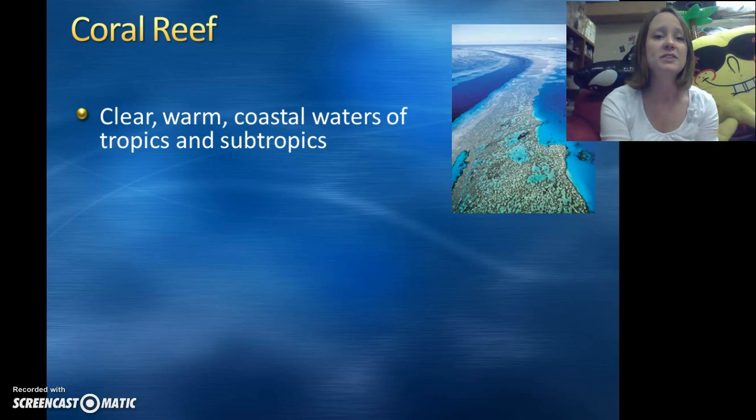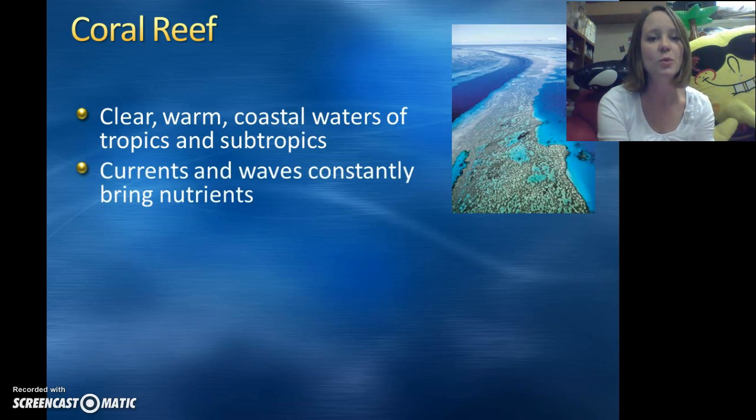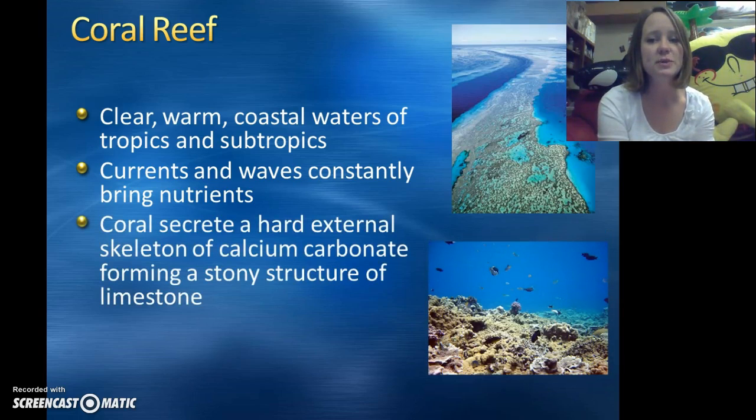Coral reefs are also found near coastlines. Some are, but very few are found in the middle of the ocean. But they tend to be in coastal waters of the tropics and subtropics. So you have to have clear water and it has to be warm. Currents and waves are constantly bringing nutrients, so we have a lot of living organisms. Coral reefs are the equivalent of tropical rainforest when we're talking about biodiversity in terms of ecosystems.